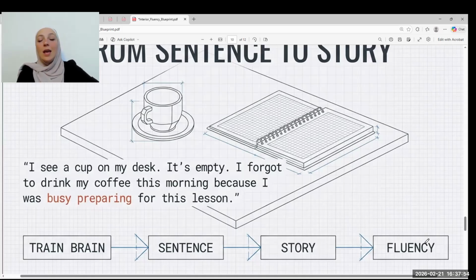Or you can say, I see my phone on the desk. It has a lot of messages. Yeah, it has a lot of messages. I forgot to check it out as I have been very busy doing this lesson.